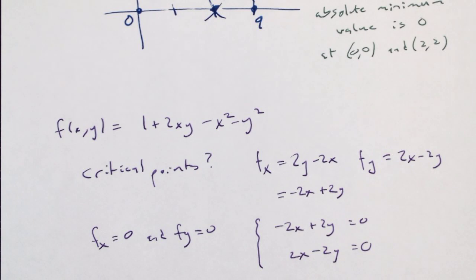Simultaneous equations were a long time ago, or they were last semester in linear algebra, or last year in linear algebra. What's the problem with this? Which means when I go to solve this by elimination, I get 0 equals 0. Which means that this actually has infinitely many critical points.